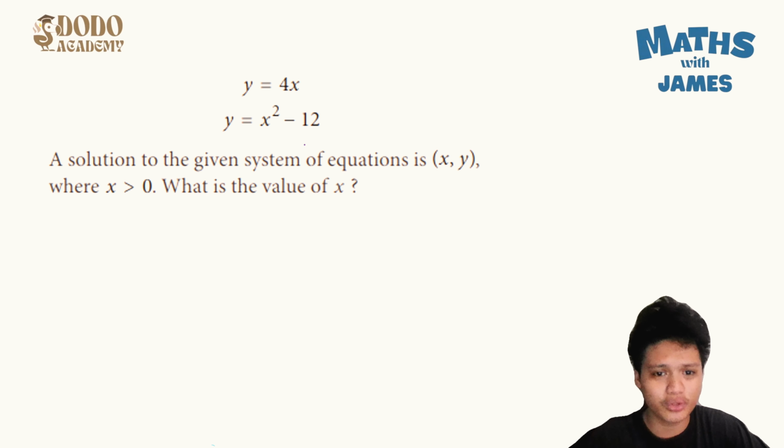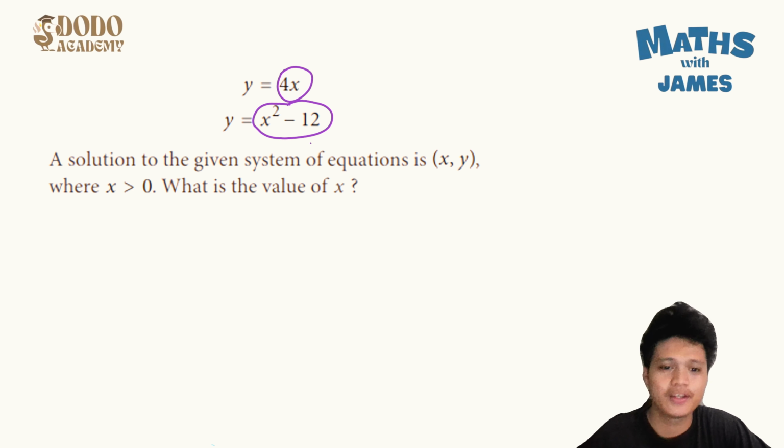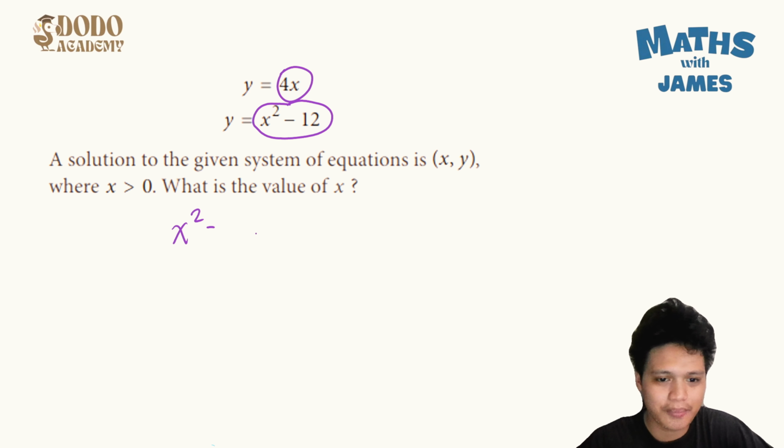Take note that both of the equations are expressed in terms of y: 4x equals y, and another expression, x squared minus 12, is equal to y. With this, we can apply the transitive property of equality and simplify the system into a single equation: x squared minus 12 equals 4x.